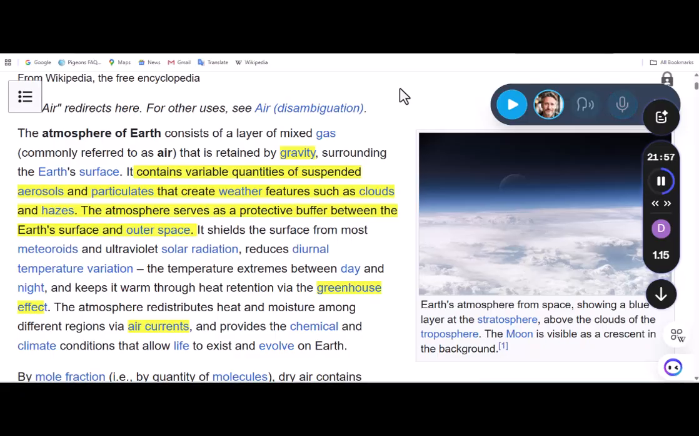Total atmospheric mass is 5.148 × 10^18 kilograms, 1.135 × 10^19 pounds.